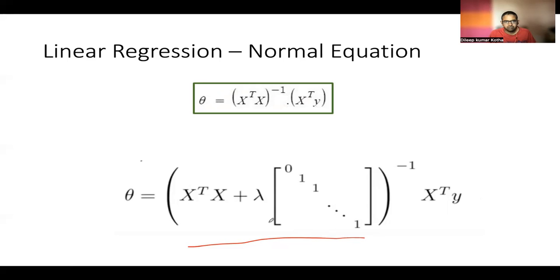And this is how we derive the normal equation method. This normal equation method helps us in solving for theta in one swoop. So we can use regularization here as well.